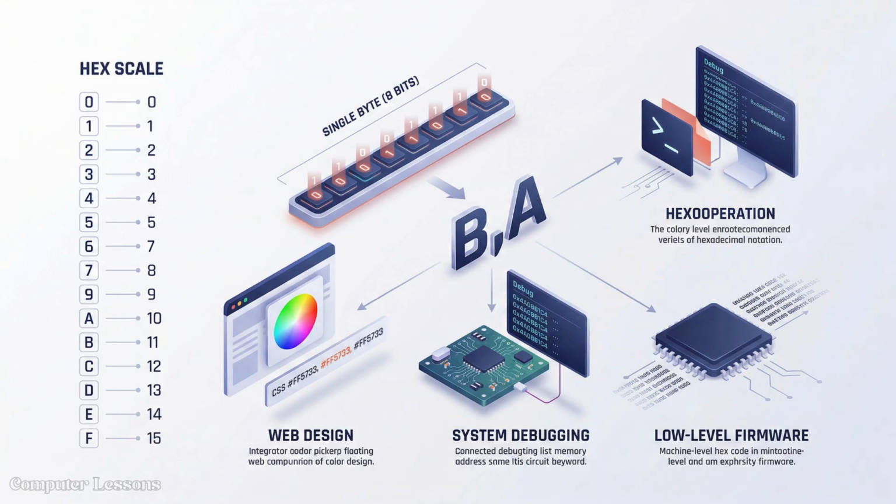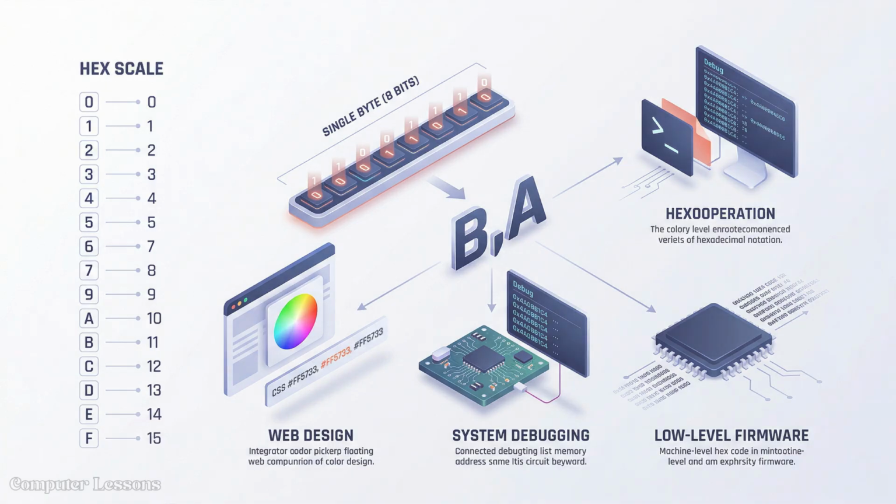Hexadecimal uses digits 0 through 9 and letters A through F to represent values up to 15. A single byte of 8 bits is represented by 2 hexadecimal characters in code. This shorthand is universal in web design, system debugging, and low-level firmware programming tasks.